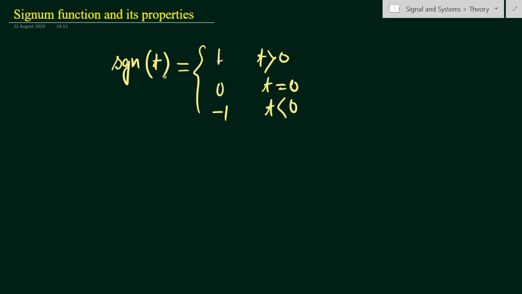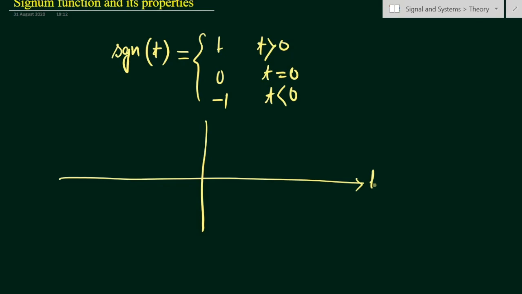Now if we want to realize this signum function, what will the graph look like? This is t. So here we have Sgn of t. When we have t greater than 0, we have a value of 1. So here we'll have this function. This value is 1. When t equal to 0, it has a value of 0. And when t is less than 0, we have minus 1 value. So here we'll have a minus 1 value. This is minus 1. So this is the definition of a signum function, and here we have this graphical representation.